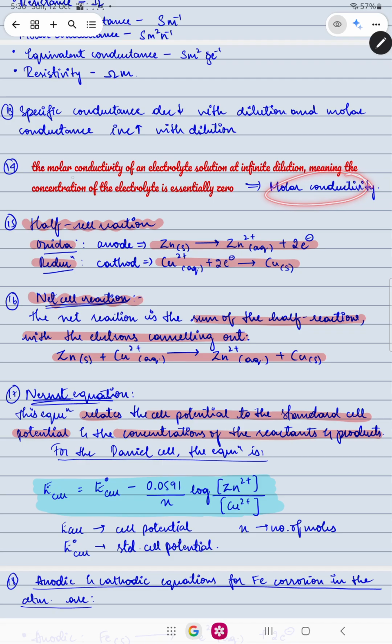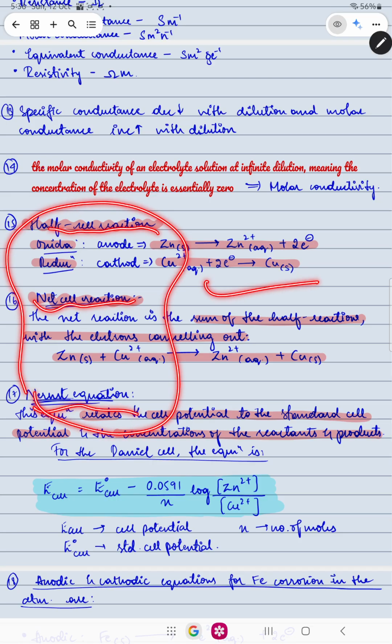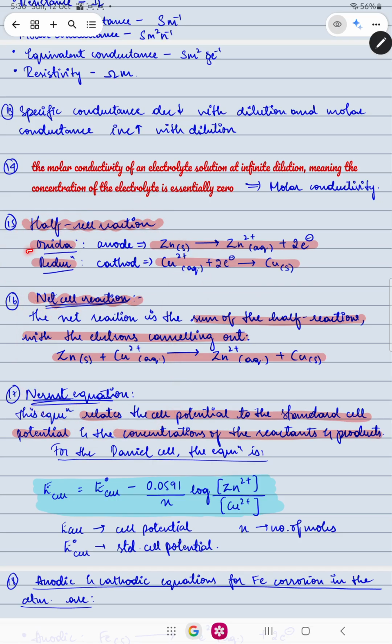What is molar conductivity? The molar conductivity of an electrolyte solution at infinite dilution, meaning the concentration of electrolyte is essentially इतना पानी डाल के डाइल्यूट कर दें कि concentration of solution एकदम ज़ीरो हो जाएगा. On infinite dilution, half cell reaction, net cell reaction, Nernst equation, these three are also really important. हाफ सेल रिएक्शन में ऑक्सीडेशन रिडक्शन, एनोड पे ऑक्सीडेशन होता है और कैथोड पे रिडक्शन होता है.